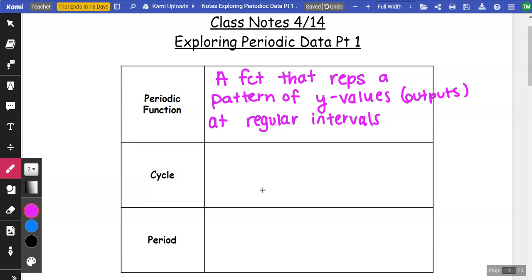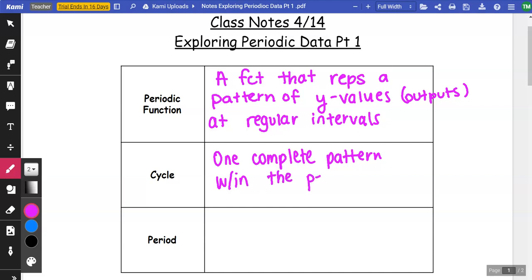Then we also need to understand what a cycle is. A cycle is just the fancy way that we refer to the pattern that keeps getting repeated within that periodic function. So a cycle is one complete pattern within the periodic function.